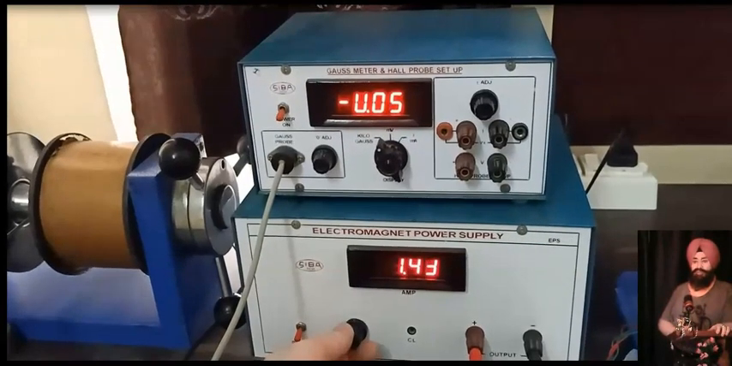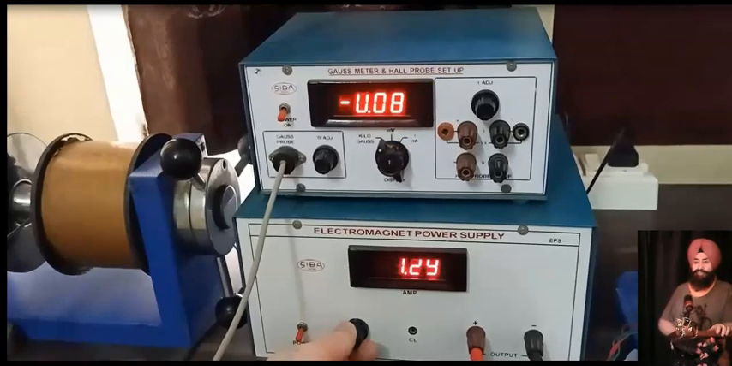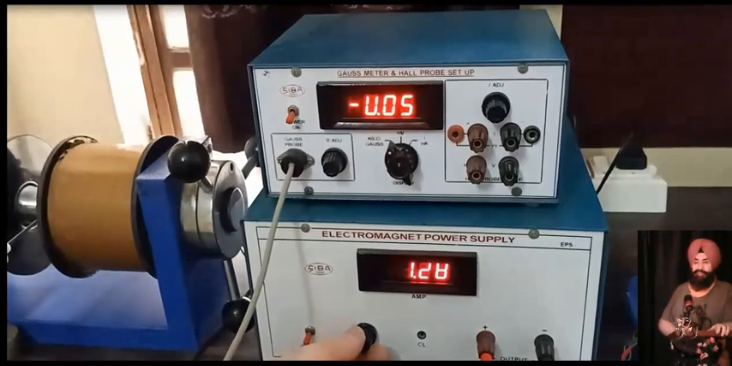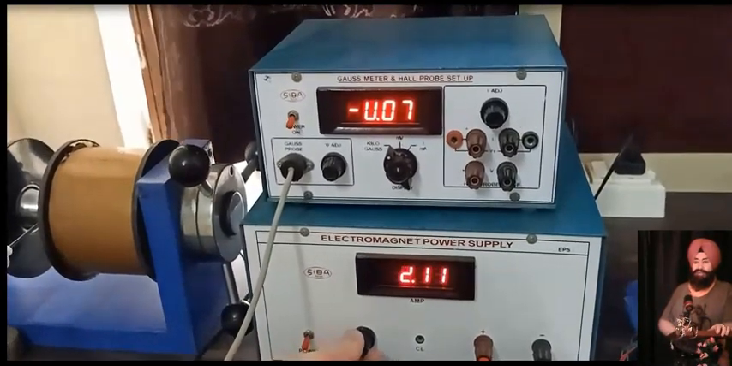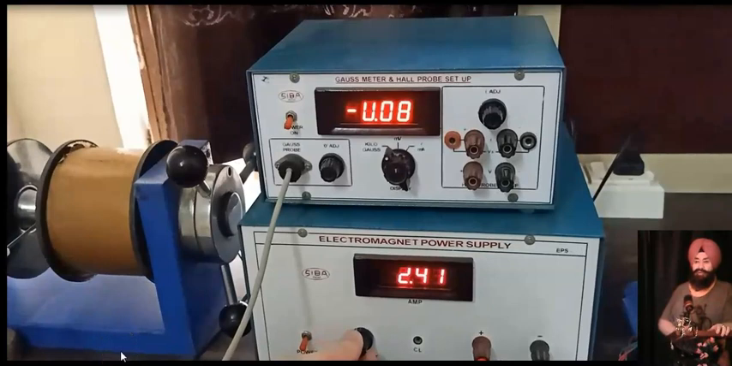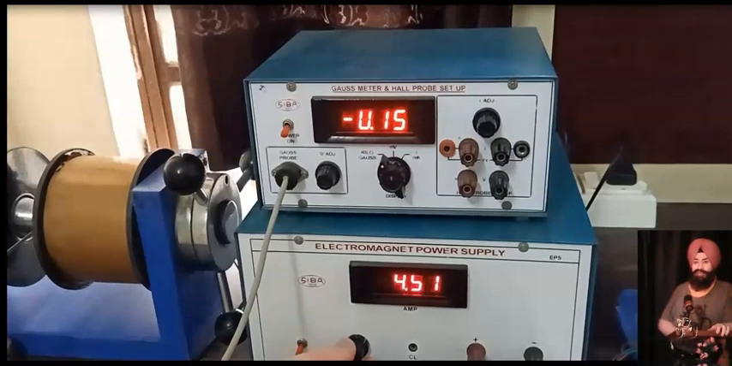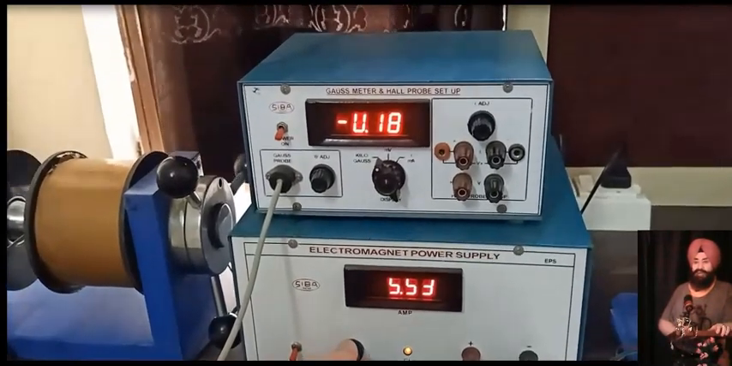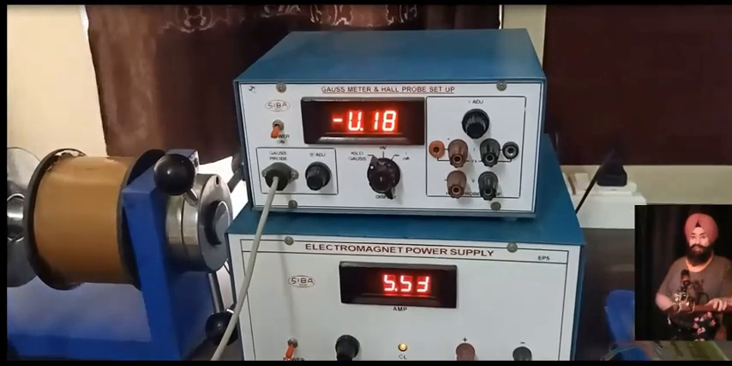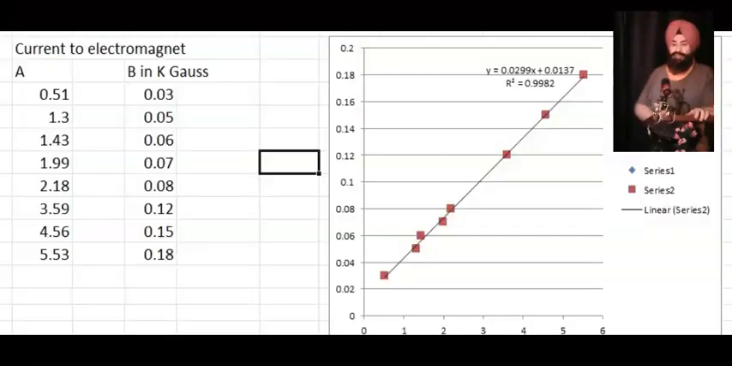So the current is increasing continuously, thereby the magnetic field is also increasing continuously, and this variation is linear. As the current is increasing, just look, the magnetic field is also increasing likewise. Now the current is 3.59 ampere and the field is 0.12 kilogauss. The field is continuously increasing with the help of the current. The maximum current which can be passed through the coil is 5.53 ampere.